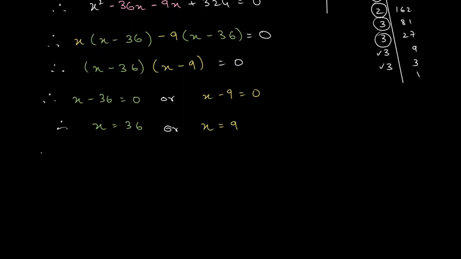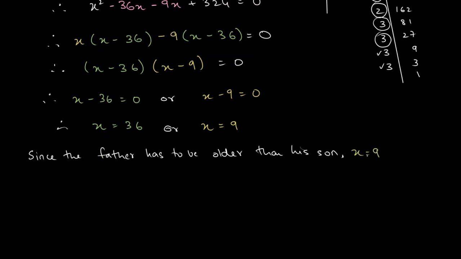So therefore, since the father has to be older than his son, x is equal to 9 is rejected. I hope you guys understood why. Because if I consider the father's age to be 9 years, the son would turn out to be 36, which, well, obviously is not possible.